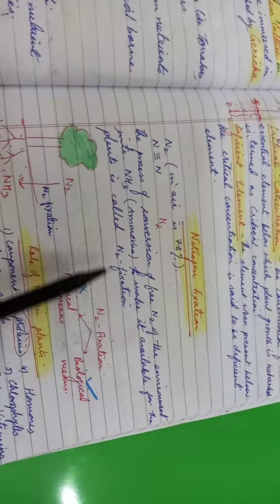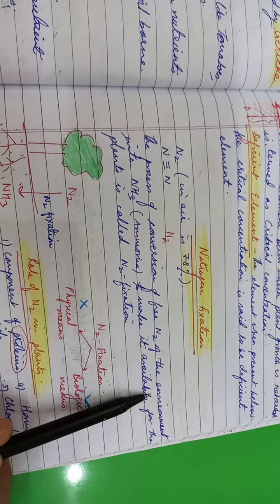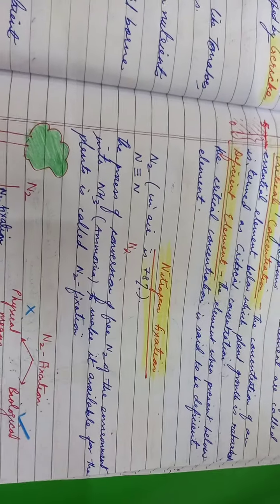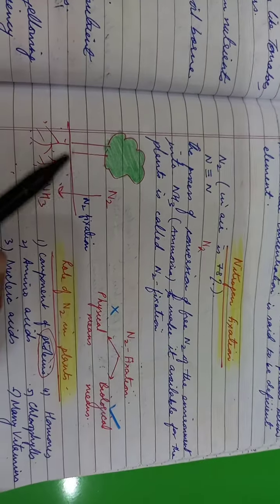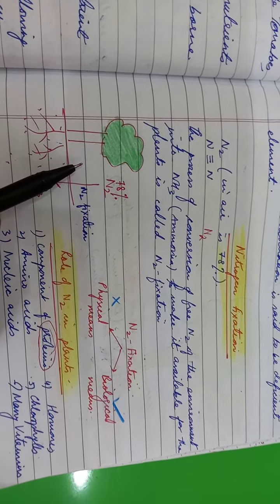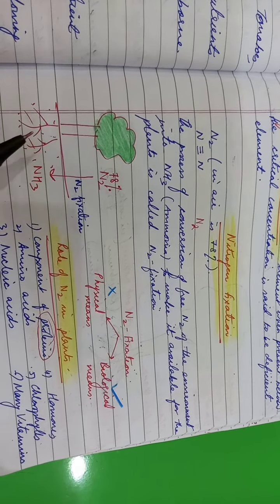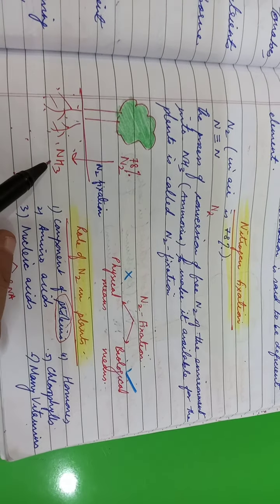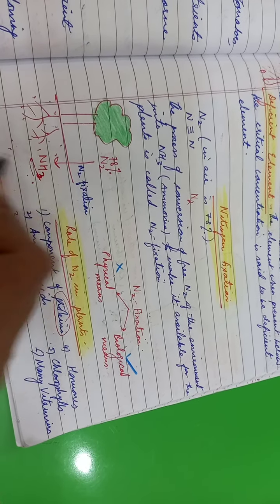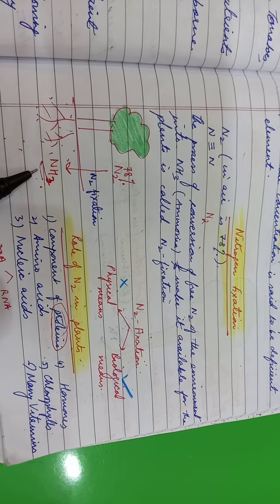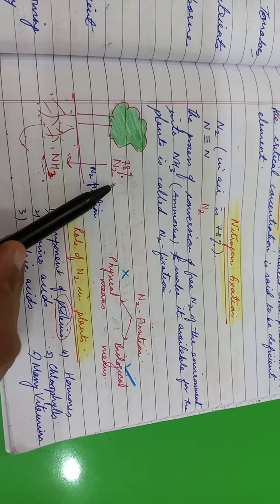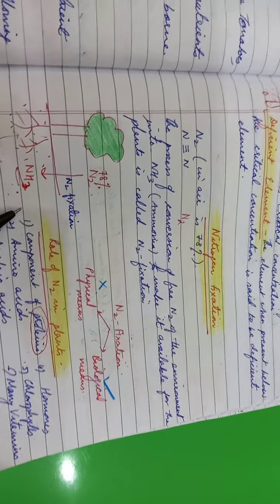Then, what is nitrogen fixation? The process of conversion of free nitrogen of the atmosphere into ammonia to make it available for the plants is called nitrogen fixation. Here you can see there is 78% nitrogen. I told you it's very important for the plant, but the plant cannot take it directly, right? So the same has to be fixed into the compound called ammonia, which is a gas here, right? In later reactions, the ammonia will be converted into soluble form, that is ammonium ions, and it will be taken up by the plants. So this conversion of nitrogen to ammonia is called nitrogen fixation.